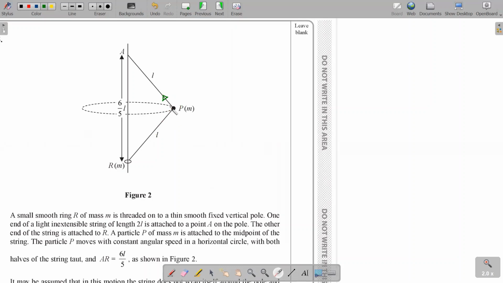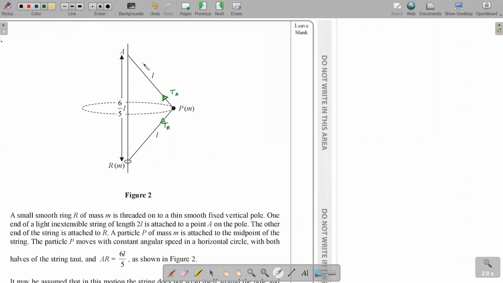Or if it's a bead and you have threaded it so that the string goes through the bead, then the tensions are equal. But in this case, because you're attaching a particle, the two halves of the string will be separately considered. So I will say this is tension A and tension R, for these two sides.